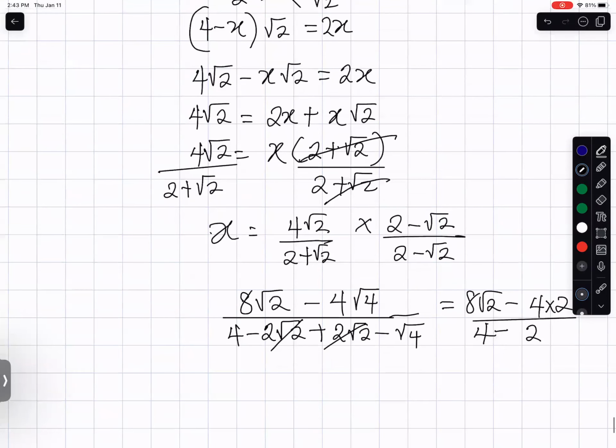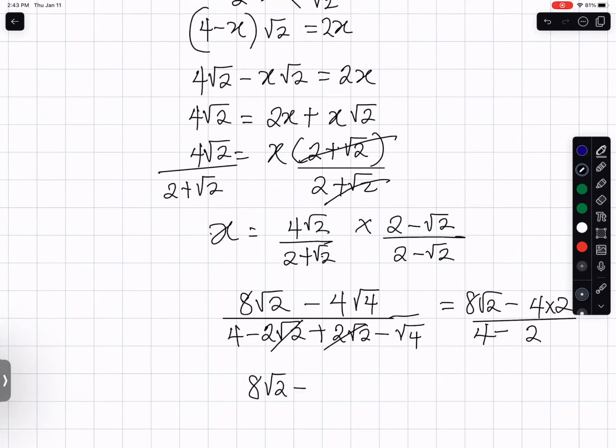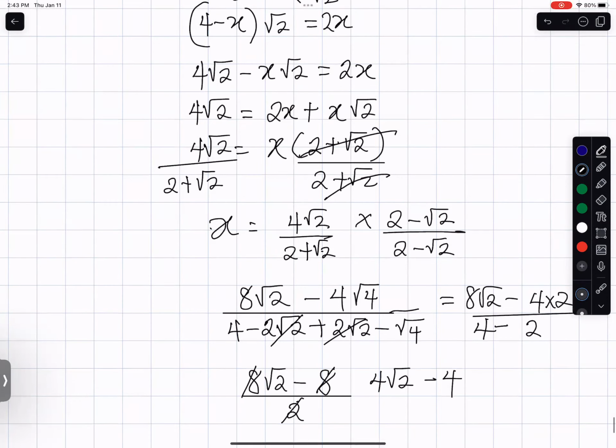So I have 8 root 2 minus 4 times 2 is 8, divided by 4 minus 2 is 2. So 8 divided by 2 gives me 4. So you can leave your answer, but the question is asking us to make it in the form of 4 root 2 minus 1. So we are going to factorize this. 4 is common. I have 4 in bracket. 4 root 2 divided by 4 will give us root 2. 4 divided by 4 will give me 1. So we've gotten the answer for the question.